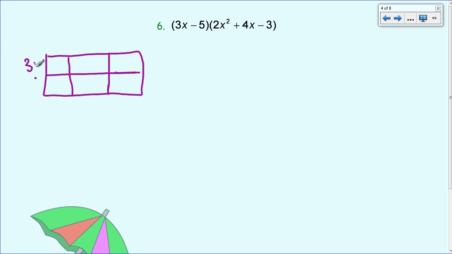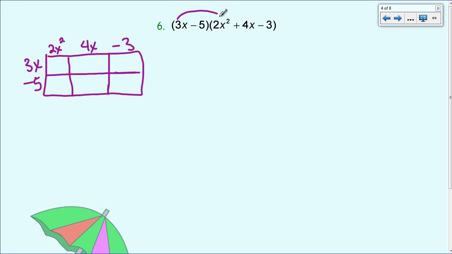So you have your 3x minus 5 here, and you have your 2x squared, 4x minus 3 here. And so you will multiply that way. Just your box has to match the number of terms that you have that are being multiplied together. And so that's how you get your box. But I'm going to double distribute because that's what I prefer.